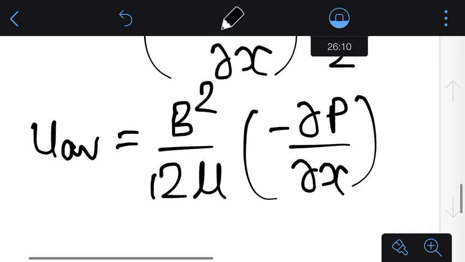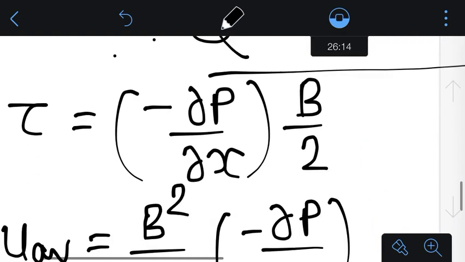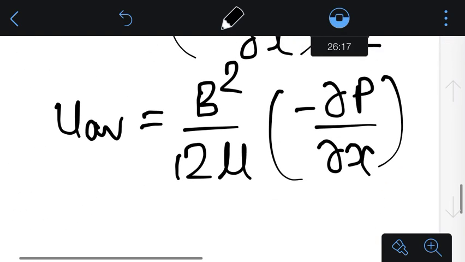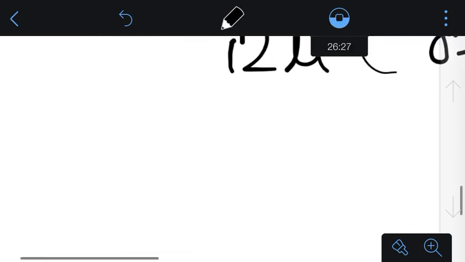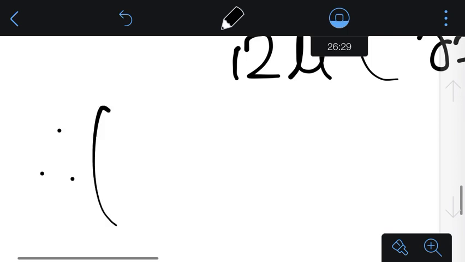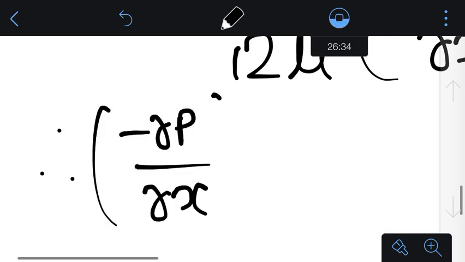So if you see this equation now, we have just calculated average velocity in the beginning. b is available with us, and mu, the viscosity of oil, is also given to us. The remaining term is minus curly p upon curly x, which we want to calculate to get our shear stress value. So what we can do is make minus curly p upon curly x the subject of the formula.